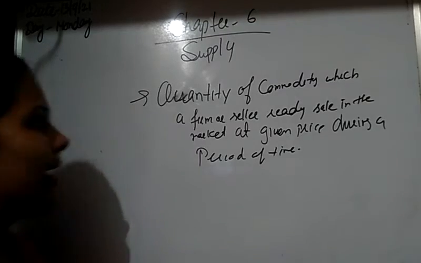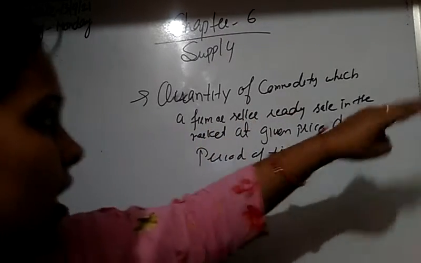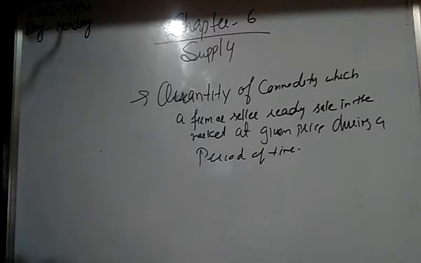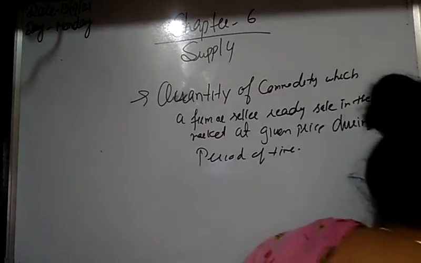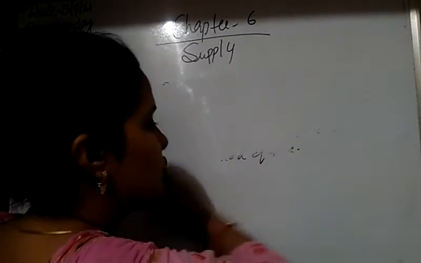Clear, students? What is supply? Quantity of a commodity which a firm or a seller is ready to sell in the market at a given price during a period of time. Clear? After that, supply is of two types, individual supply or market supply. Supply can be divided into two parts.